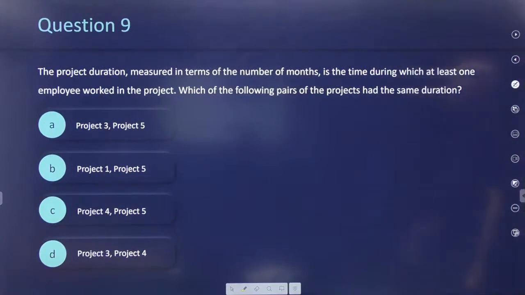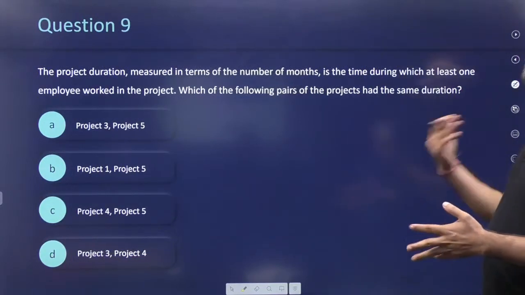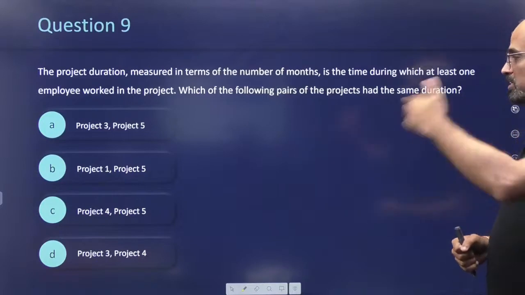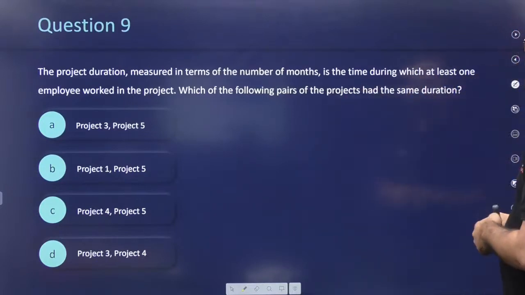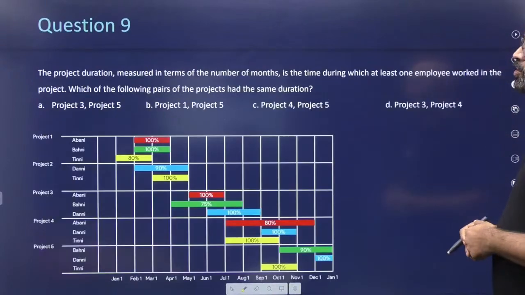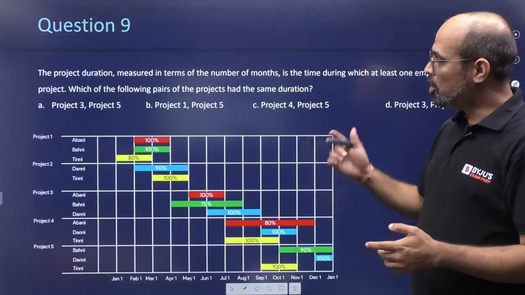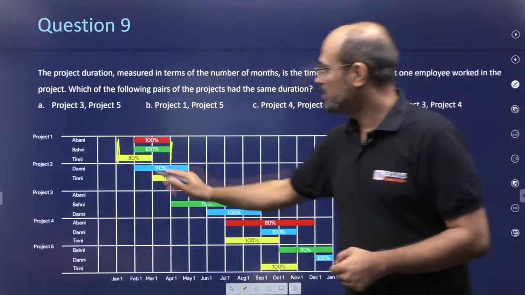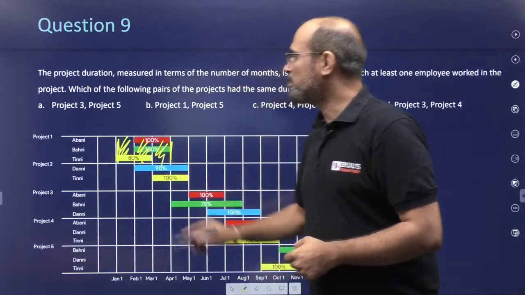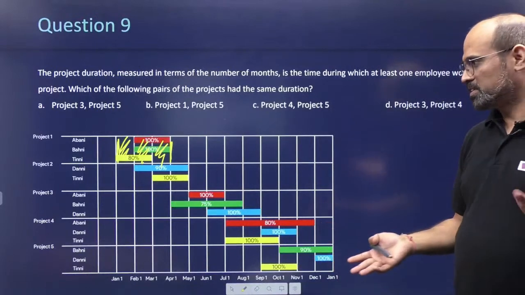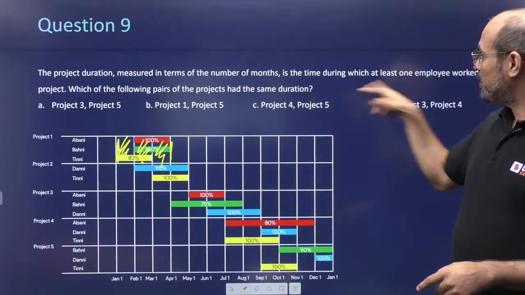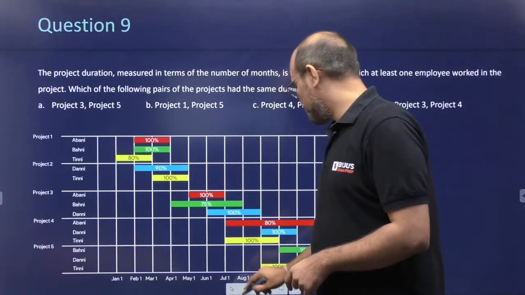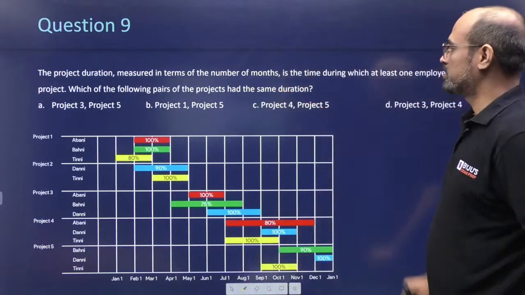Next question. The project duration measured in terms of the number of months is the time during which at least one employee worked in the project. At least one. मतलब काम चल रहा था project पे. Which of the following pairs of the projects had the same duration? Okay. So if I talk about project 1, for how many months was the project working? इधर से इधर तक. 3 months? Right? 1 month, 2 months, 3 months. Can we say project 1 was completed in 3 months? So we need to find out which pair of these projects were completed in the same number of months. ठीक है? Same duration जिसका था.